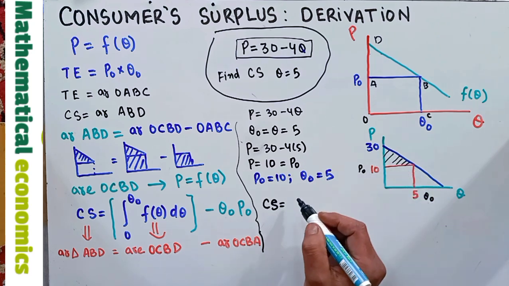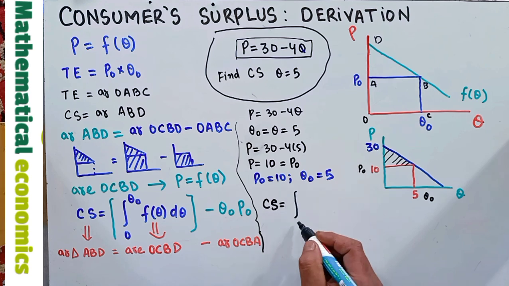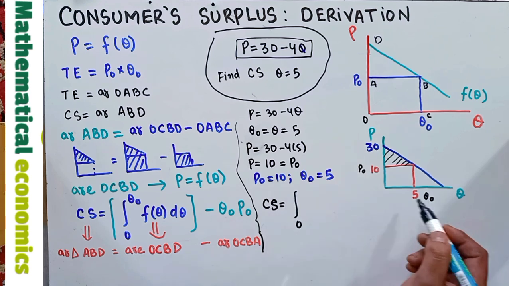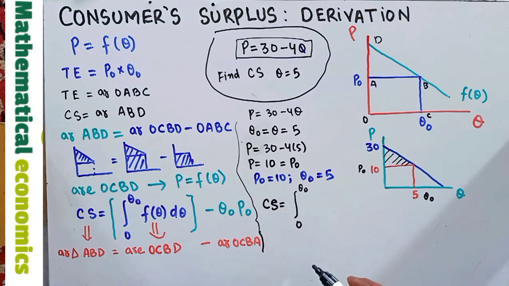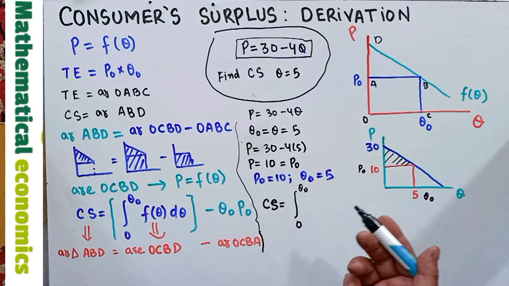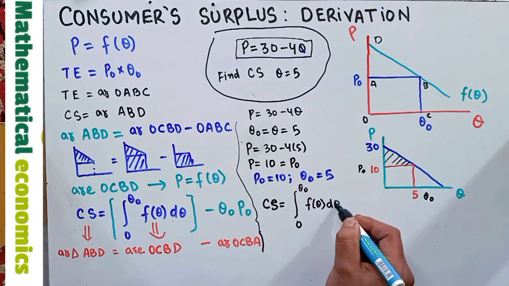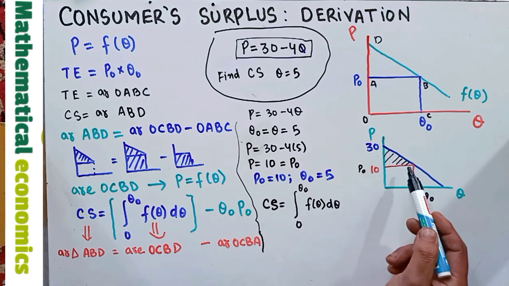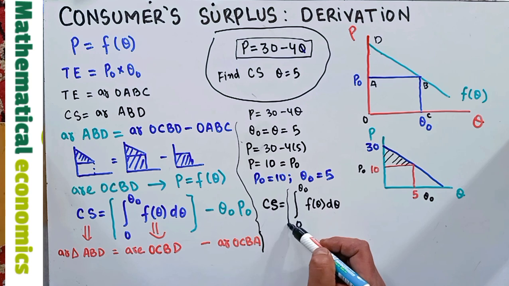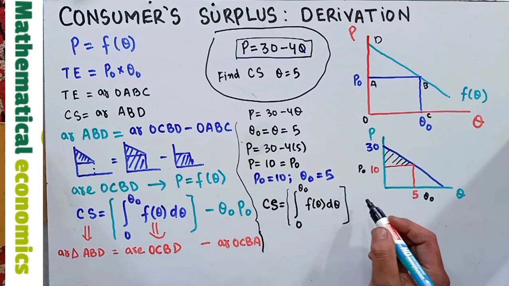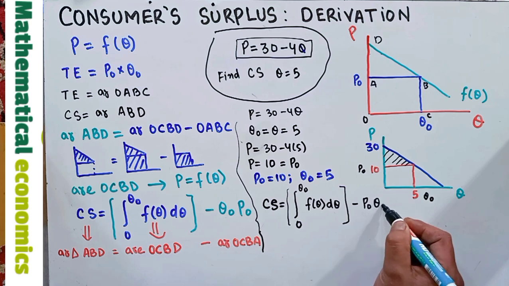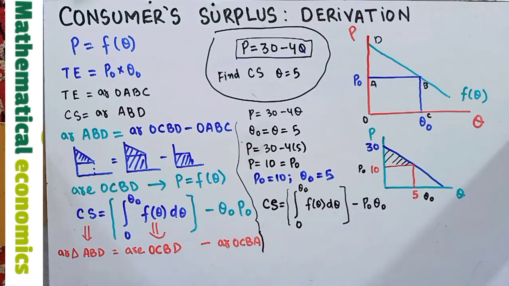So consumer surplus will be equal to the definite integral from 0 to equilibrium quantity, that is Q naught, of f of Q dQ, the area bounded by this curve up to Q naught. To this we subtract the total expenditure. And what is the total expenditure? That is P naught times Q naught. Okay, P naught times Q naught denotes the total expenditure.